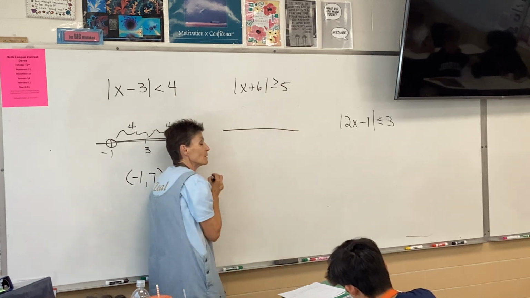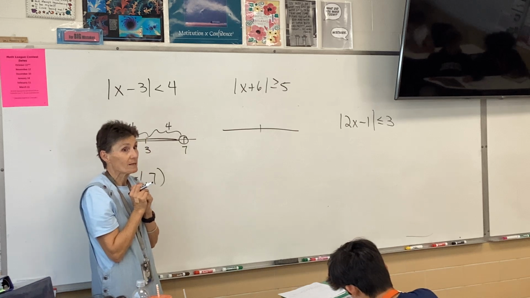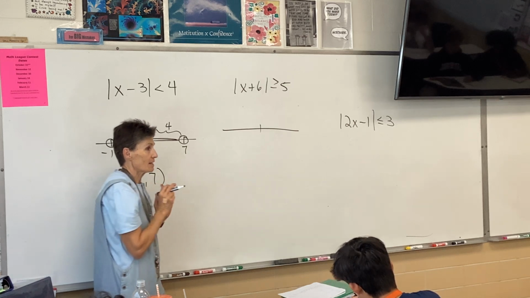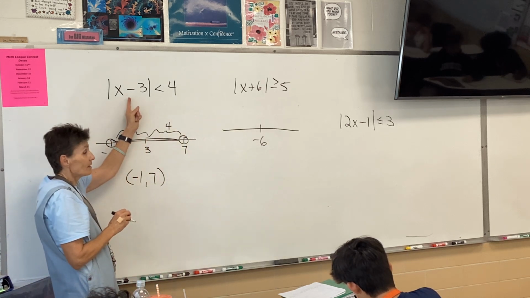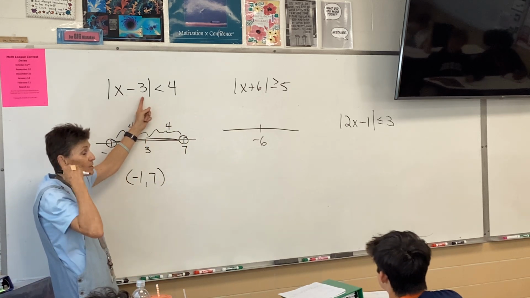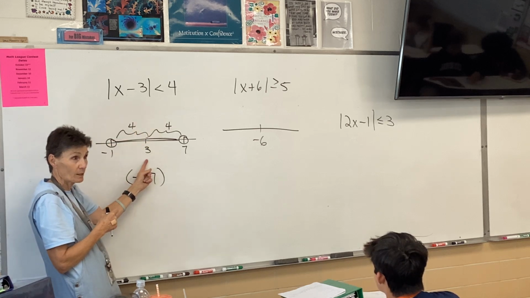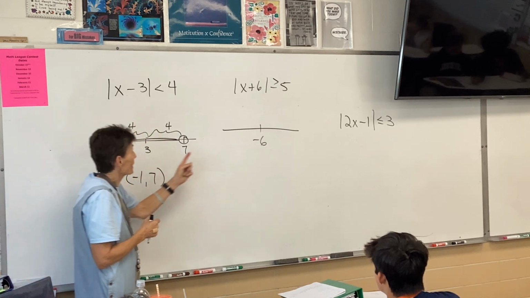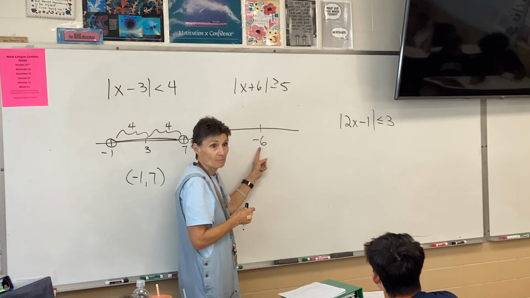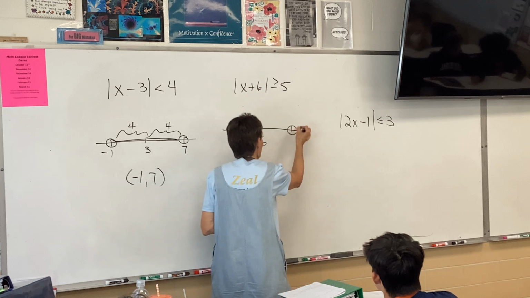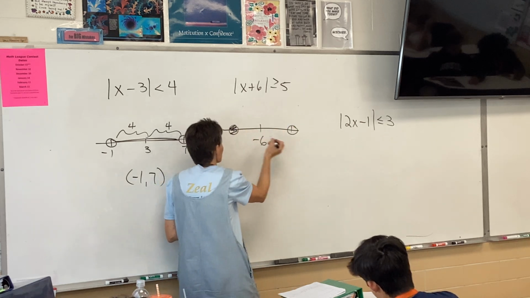Now be careful. What's going to go in the middle of my number line this time? Negative 6. Be careful. This is a difference. You can just remember it as you put the opposite of the number. So that's a minus 3, I put a plus 3. That's a plus 6, I put a minus 6. Then there's going to be a dot out here and a dot out here. They are closed this time.